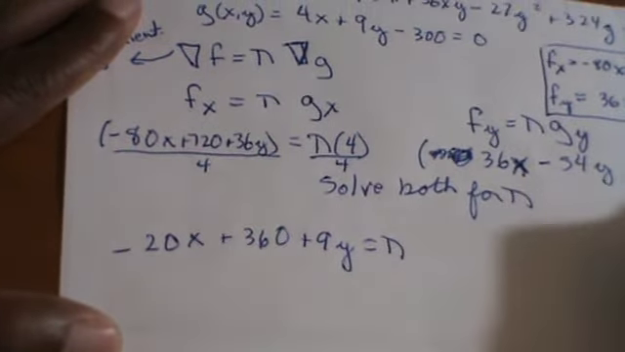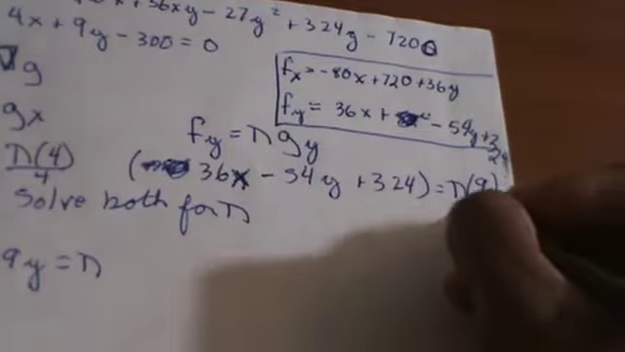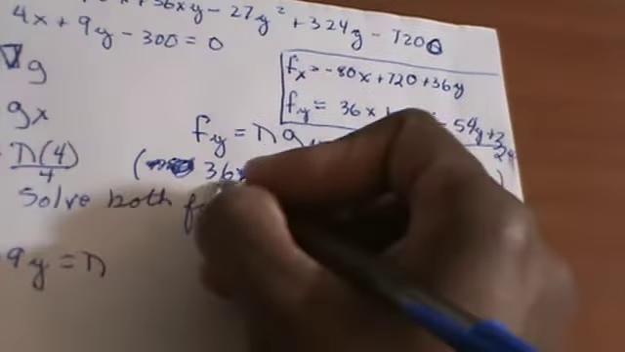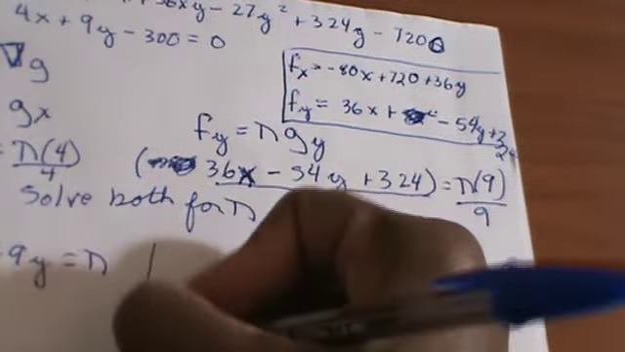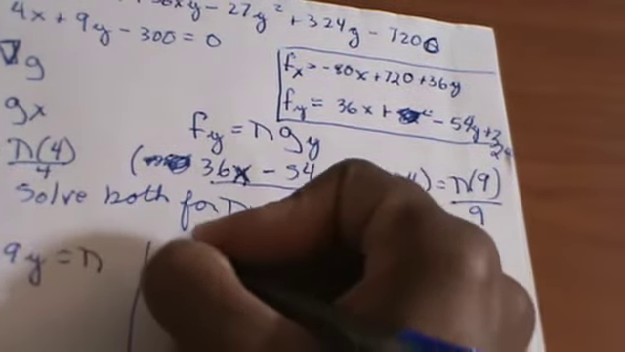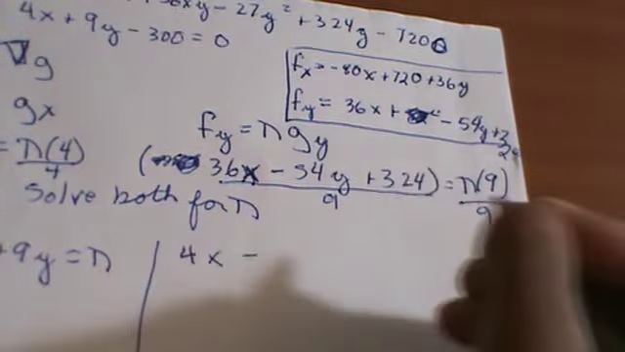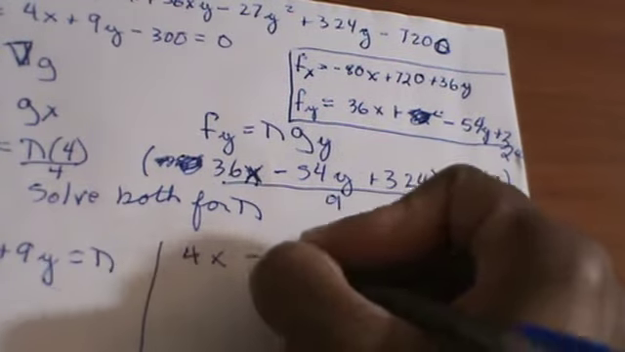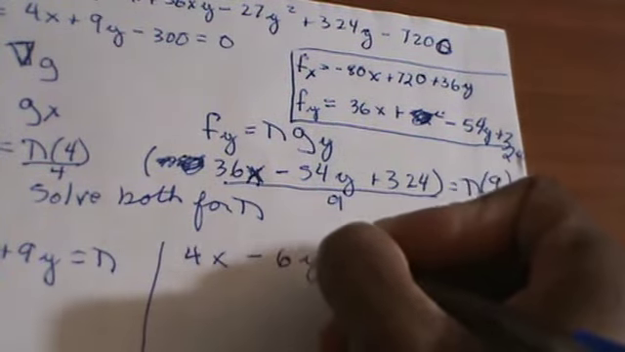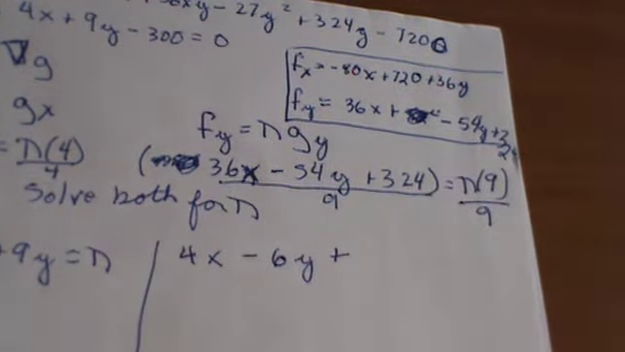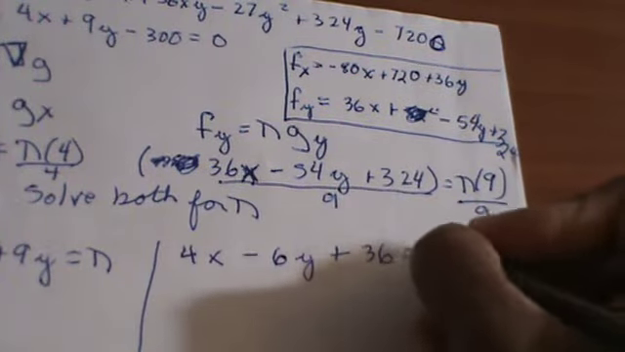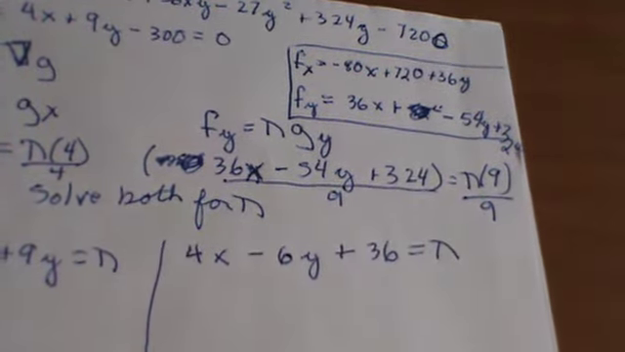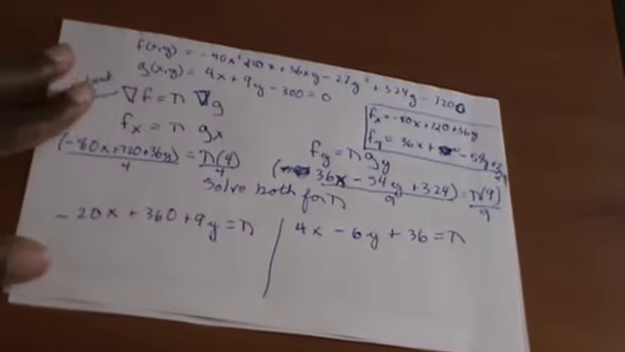And over here, we want to divide both sides by 9. And what do we get? We get 4x minus 6y plus 36 is equal to lambda. Alright, so let me zoom out so that you can see them together.